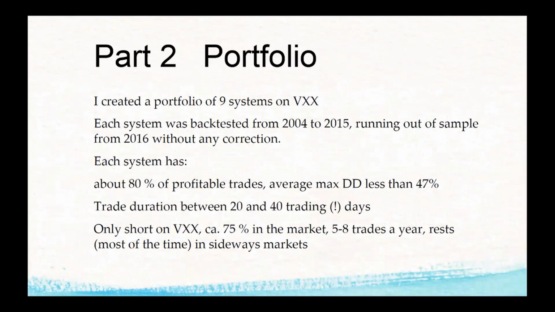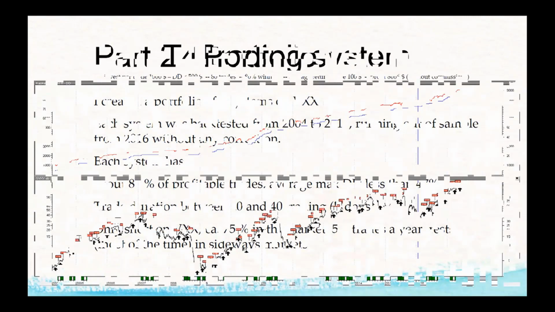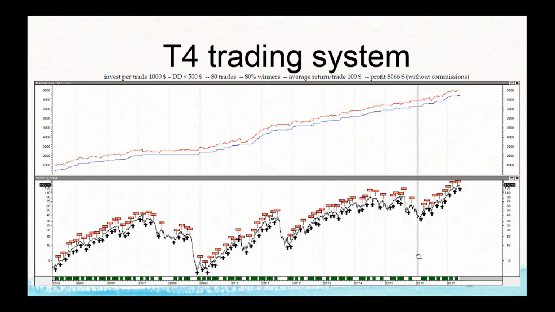I created a portfolio of 9 systems on VXX. Each system was backtested from 2004 to 2015, running out of sample from 2016 without any correction. You see it here. From this time on, the system doesn't know the data which is coming and is running blind.